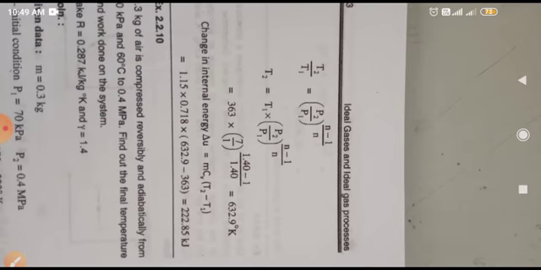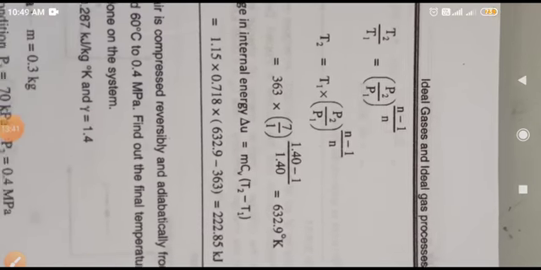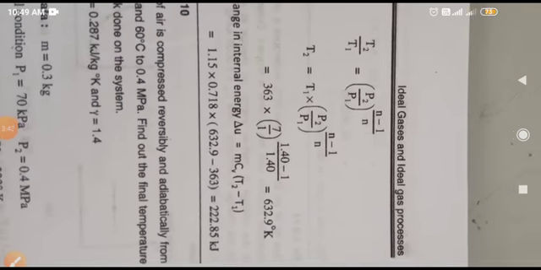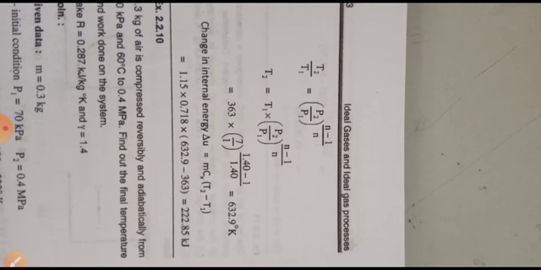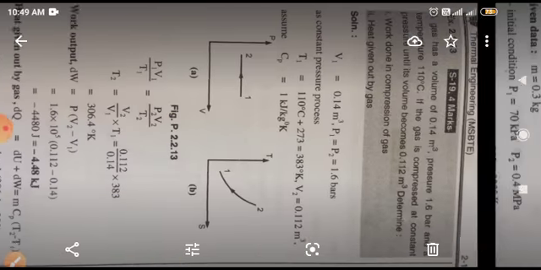Now let's see the next one. Here you can see all this calculation. All these calculations are given, you can see. Now let's see the next problem.